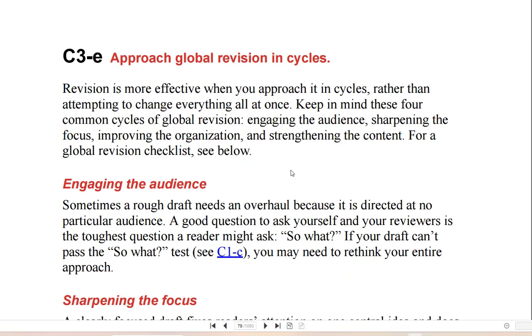Approach global revision in cycles. Revision is more effective when you approach it in cycles rather than attempting to change everything all at once. Keep in mind these 4 common cycles of global revision: engaging the audience, sharpening the focus, improving the organization, and strengthening the content. For a global revision checklist, see below. Sometimes a rough draft needs an overhaul because it is directed at no particular audience. A good question to ask yourself and your reviewers.